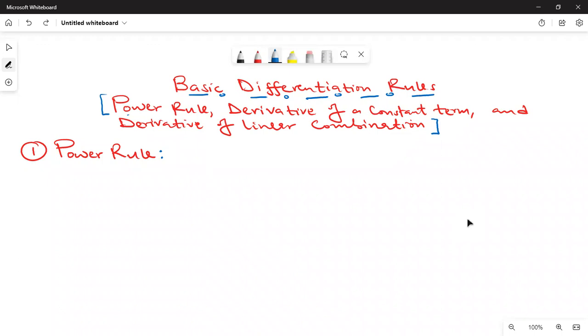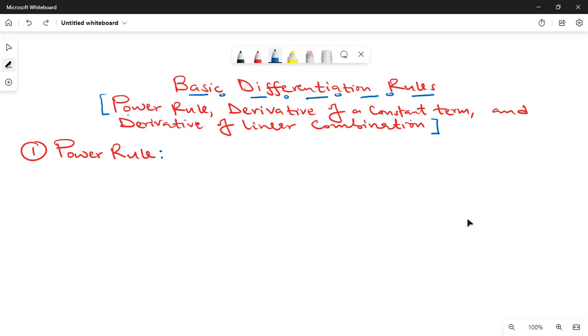Today we are going to look at Calculus 1 and our main topic is the basic differentiation rules. In particular, we are going to look at the power rule, the derivative of a constant term, and the derivative of a linear combination of functions. Now, these rules are derived from the first principle. They are simply formulas that you are going to be using. Instead of having to do everything from the first principle, there are formulas to aid us in finding dy over dx or f prime of x.